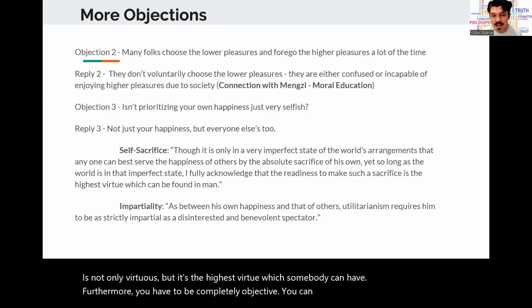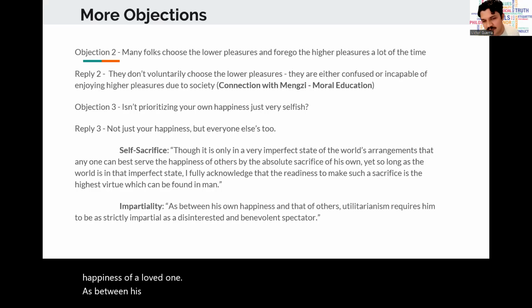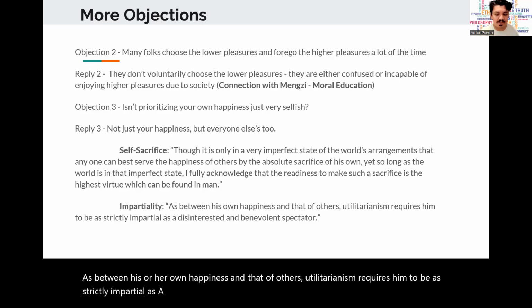You can't favor your own happiness or the happiness of a loved one. As between his or her own happiness and that of others, utilitarianism requires him to be as strictly impartial as a disinterested and benevolent spectator.